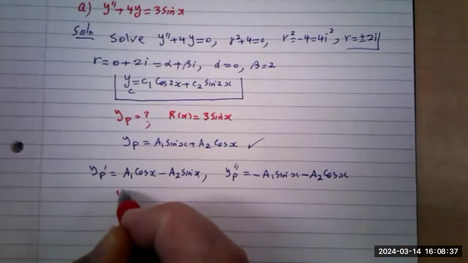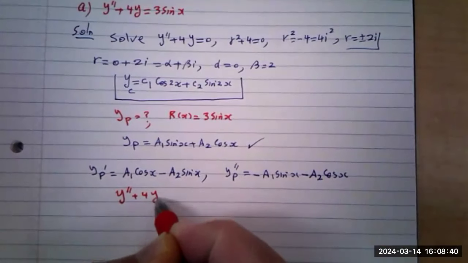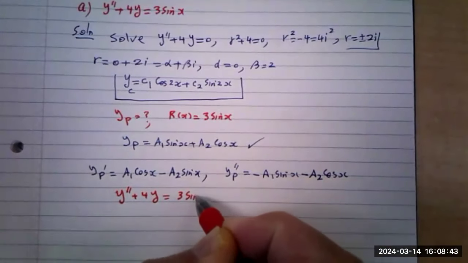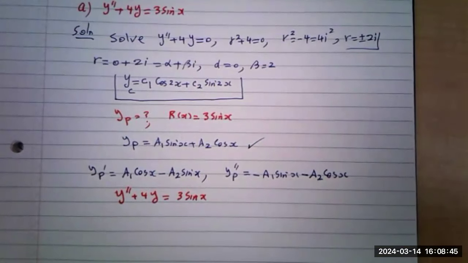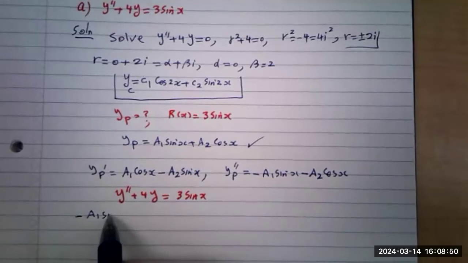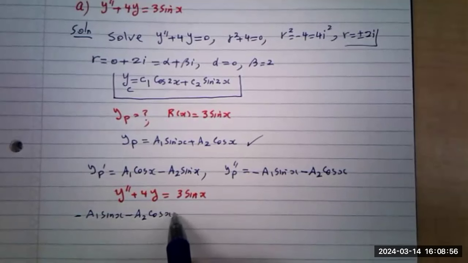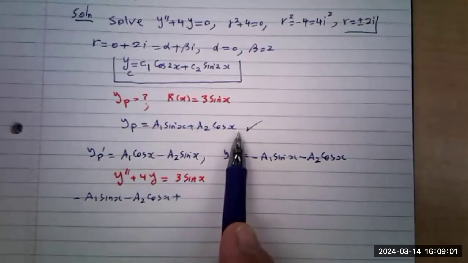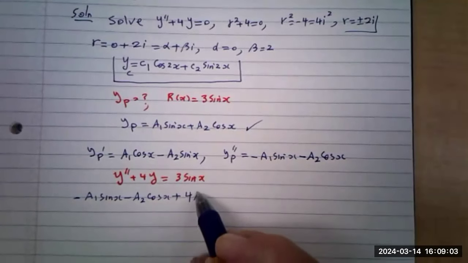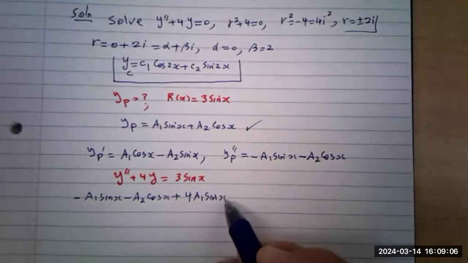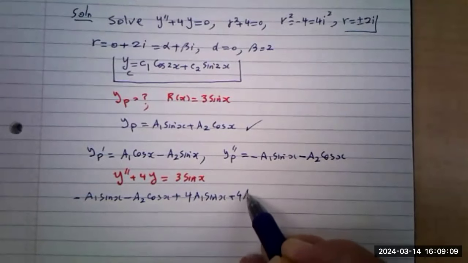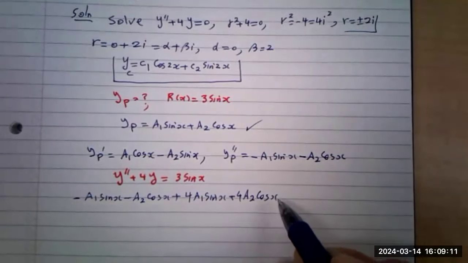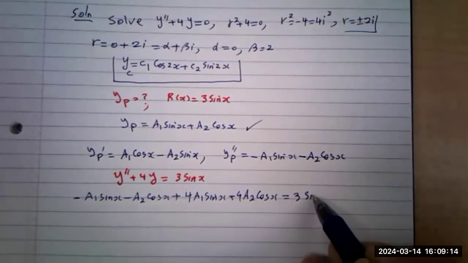So this is the original equation, y double prime plus 4y equal to 3 sine x. So we are going to substitute. Y double prime would be negative A1 sine of x minus A2 cosine of x, plus 4 times y. I do it right away, 4 times y. It's going to be 4A1 sine x, okay, plus 4A2 cosine x. And this is equal to 3 sine x.